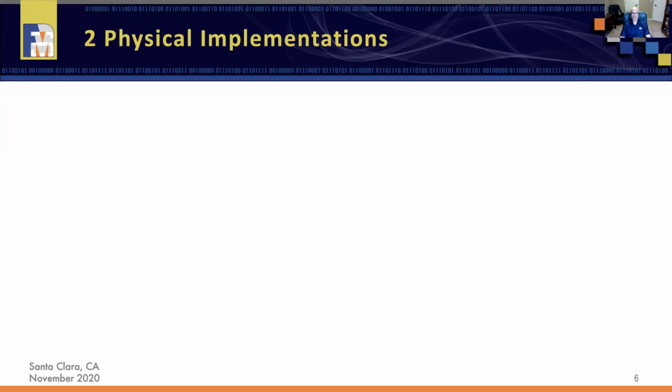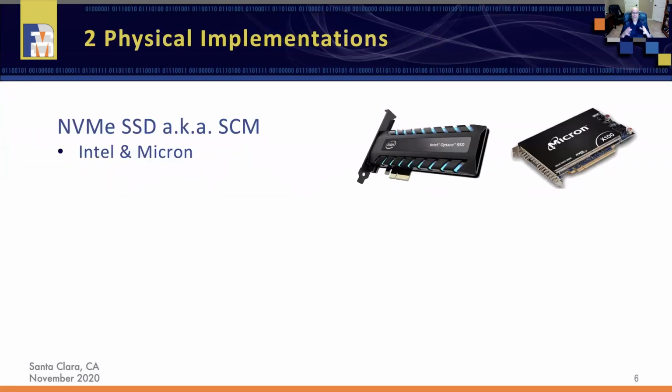There are two physical implementations. The first is as an NVMe SSD. NVMe SSD, also known as storage class memory. You get it from either Intel or Micron. They each have them now.